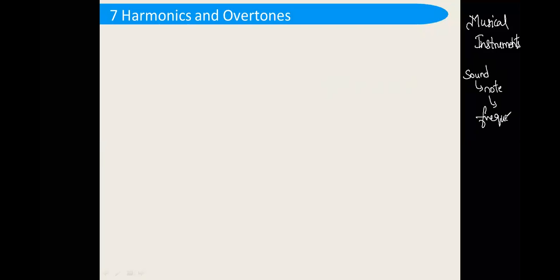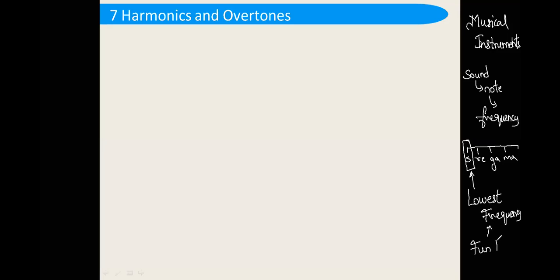Among these, sa, re, ga, ma, pa, like this, the musical instruments are going to emit various frequencies, sound waves, various notes. So this is the lowest frequency. For example, this is the lowest frequency. The lowest frequency emitted by any musical instrument is called the fundamental frequency.